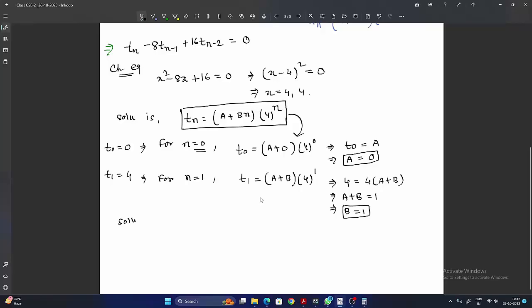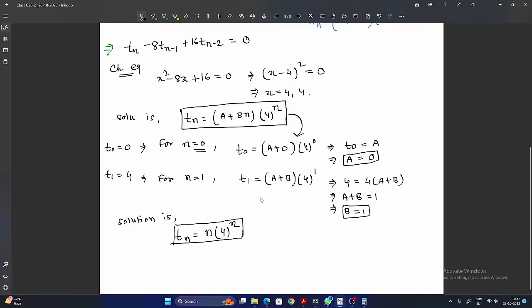So the solution is Tn equals... put the value of A as 0 and the value of B as 1, so you will get only n. A plus B into n, you will get only n. So n into 4 to the power n. So that is the solution of the recurrence relation.